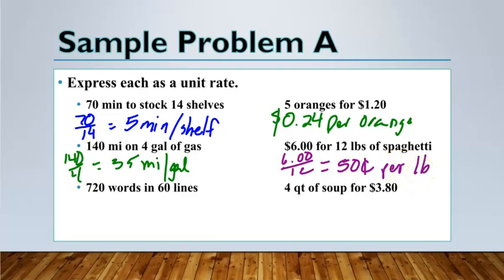Next, 720 words in 60 lines. We want to know how many words per line. So if we did 720 divided by 60, 6 goes into 72 12 times. So this should be 12 words per line.